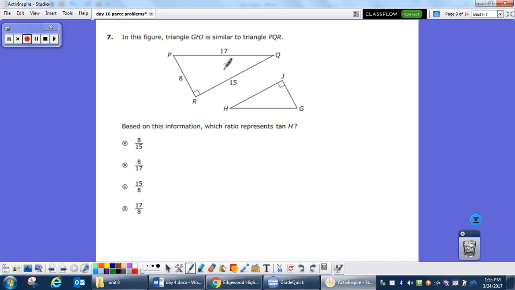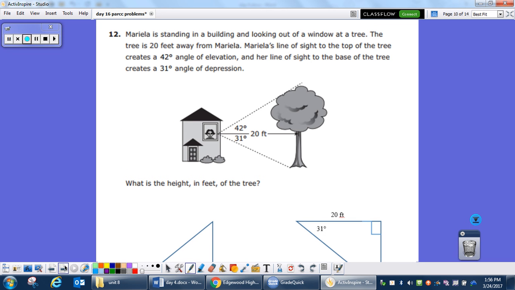Since I just went over number 4, I am going to make number 7 completely on your own. Use the reasoning from number 4 to help you. And this is also going to be a 2-point problem. I will give you a point if you tell me what the tangent of H is the same as. Okay? All right, flip over.